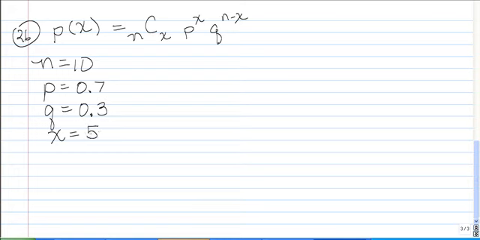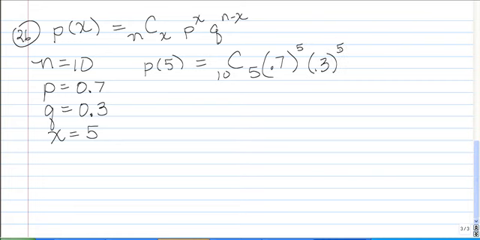Okay, so we have the probability of 5 successes is going to be combinations of 10 taken 5 at a time. Probability of success is 0.7, and we want to raise that to the 5th. Probability of failure is 0.3. We want to raise that to the 5th. So combinations of 10 taken 5 at a time is 252.